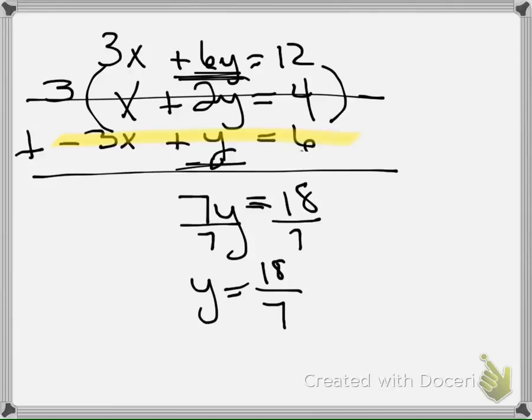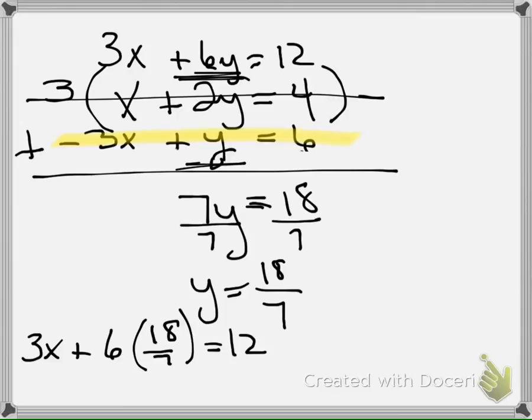No, you should use the top one. And this one here was rearranged as well, right? Don't use it. We could have messed that up. Use the very top one. So 3x plus 6 times 18 over 7 equals 12. Now what do I do? Multiply 6 times 18 in your calculator. If we multiplied that, then it has to stay multiplied when we use it.